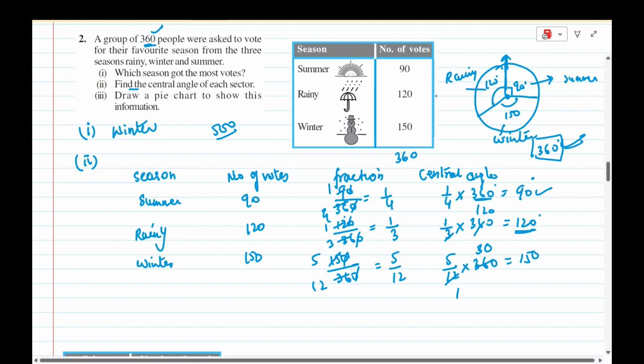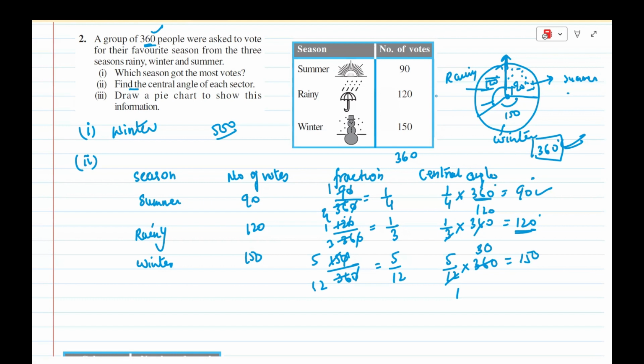To separate it, as the color pen is not allowed in the exam, only blue is allowed, you can mark like this. So dotted one is summer. Then suppose this shading area is rainy and so on. Even though you keep like this also, it is absolutely fine. So that's about the second question.